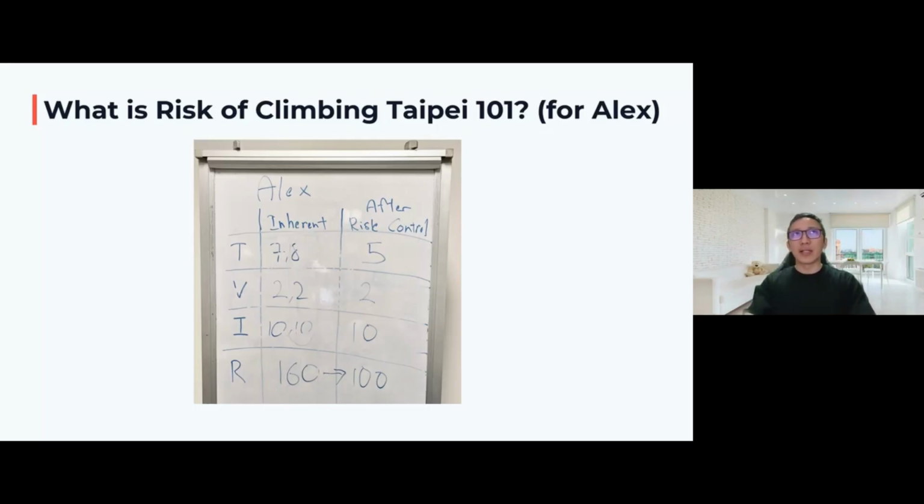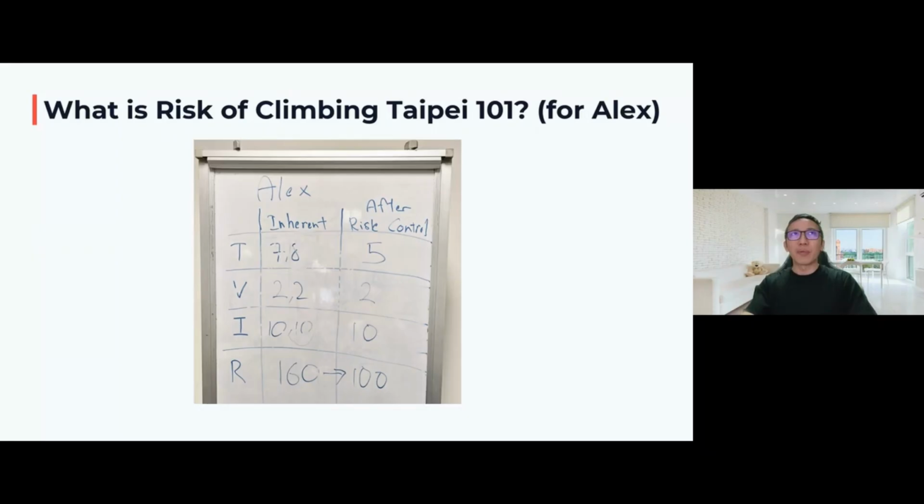Now let's look at threats first. Remember, we are contextualizing to a climb of Taipei 101. It's not a security risk assessment, but the concept applies here. So let's look at threats. What are threats? Here we are looking more at the external. Just remember, threats usually refer to external. So in this case, it will be more like the environment, the weather, all this.